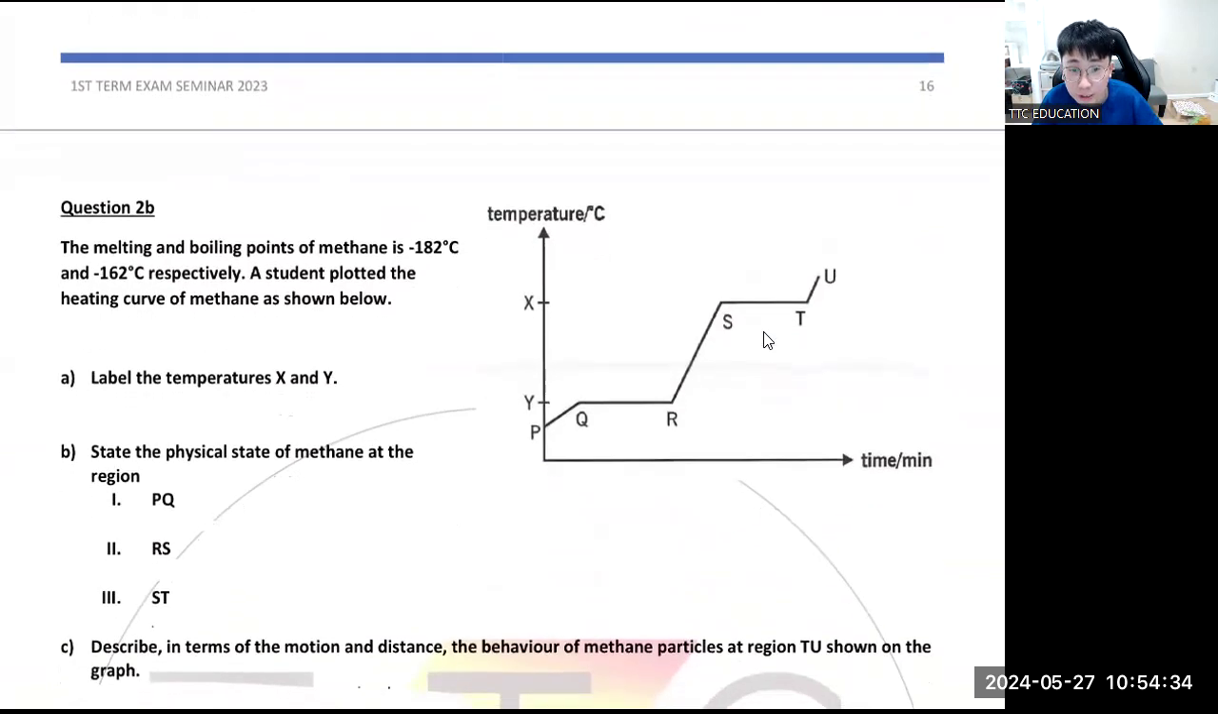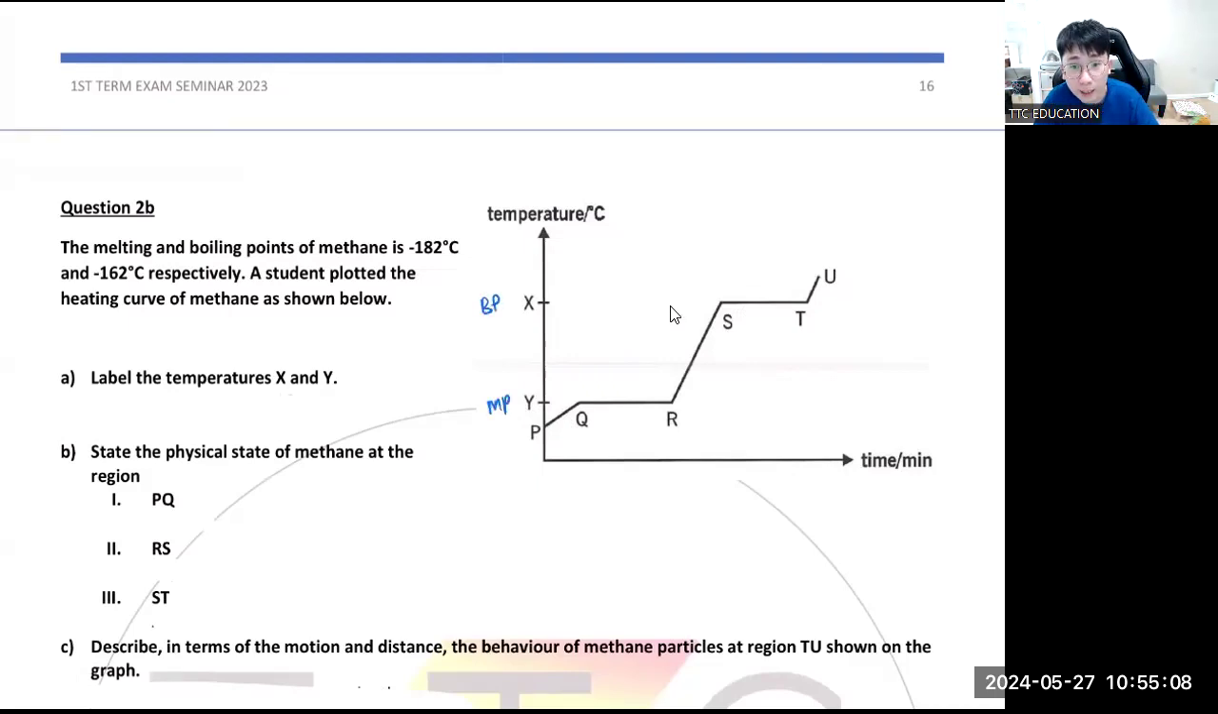It's a heating curve. They say the melting point and boiling point are -182 and -162 respectively, and they plotted the heating curve of methane as shown below. Now label temperature X and Y. Guys, you see how the graph goes up. They say there is a melting point and a boiling point. Which point is melting, and which point is boiling? Obviously, if the graph is going up, the chemical must melt first before it can boil. So I will say X is your boiling point, and Y is your melting point.